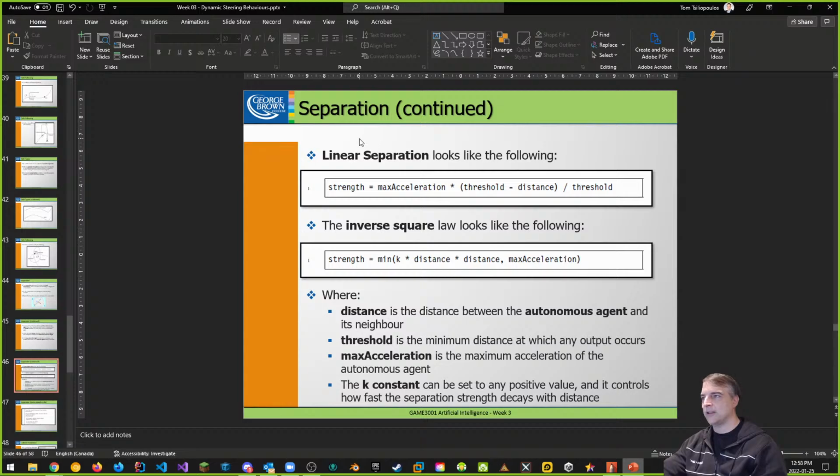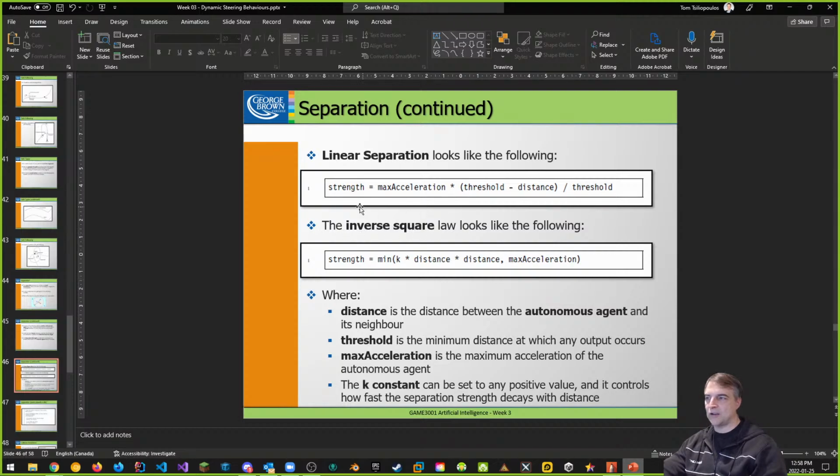But here's an example of linear separation. It looks something like this. So my strength calculation is my maximum acceleration, how fast I can accelerate or decelerate. That's what this means. Remember, we also have that acceleration factor, multiplied by some kind of threshold minus the distance of the other object, and then divide that by the threshold. So this is a normalized value that I'm going to put together as a strength value.